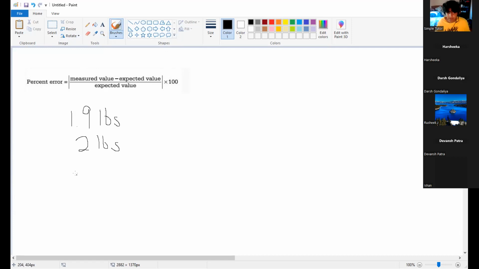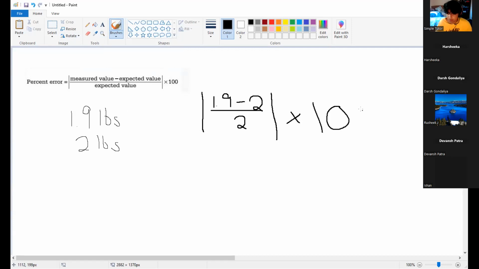So our expected value is 2 and our measured value is 1.9. Simply, we would just plug it in to this equation. So it's 1.9 minus 2 over 2. And make sure we always take this absolute value because otherwise we'll be getting into negative percentages. And of course, those do not exist.